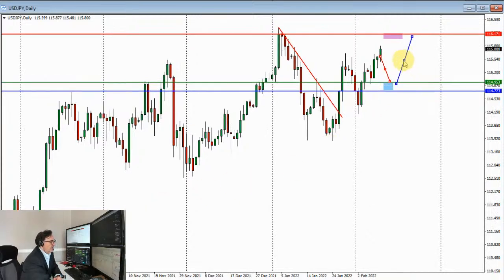Can I draw a trend line? Yes, I can. Can I draw a trend line here? Yes. I told you this is going to be really, really basic. This is as basic as trading gets. It's not complicated.